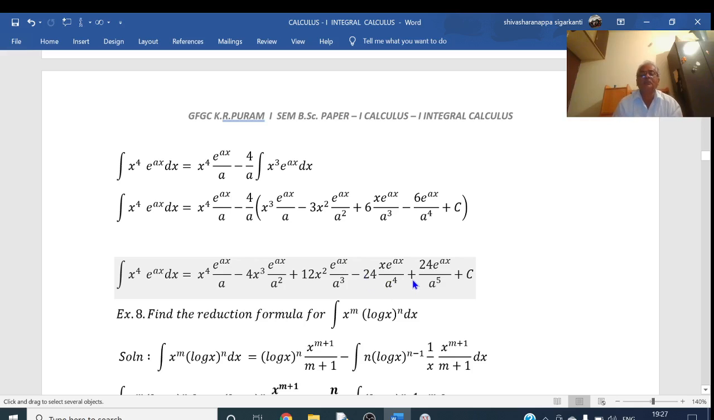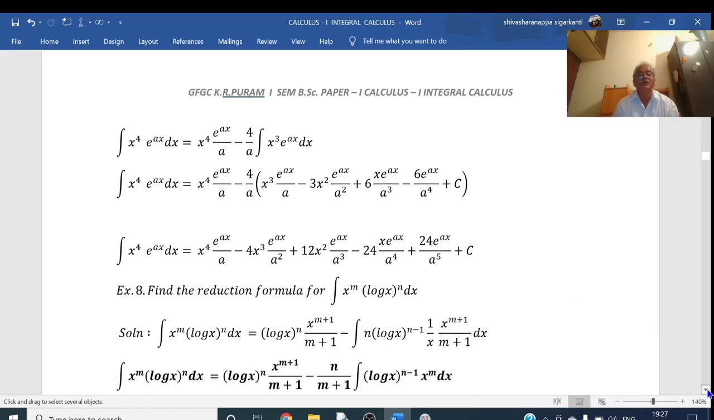Next write plus sign, plus, write the derivative of this 24x, the derivative is 24, into the integration of this term e raised to ax by a. This becomes e raised to ax divided by a to the power of 5, plus the constant of integration. Okay.